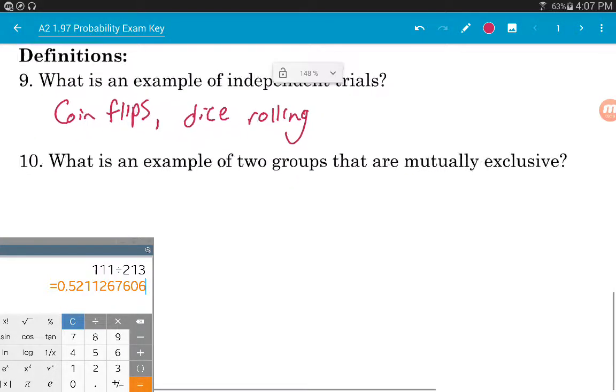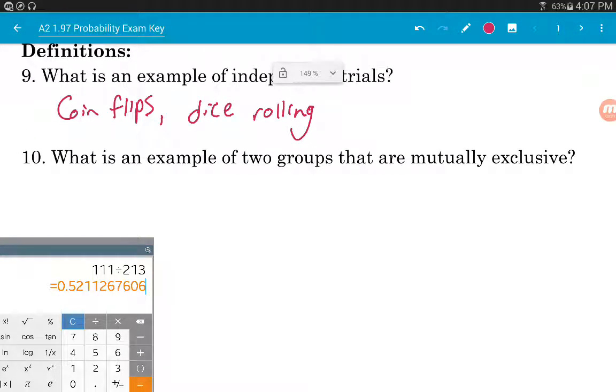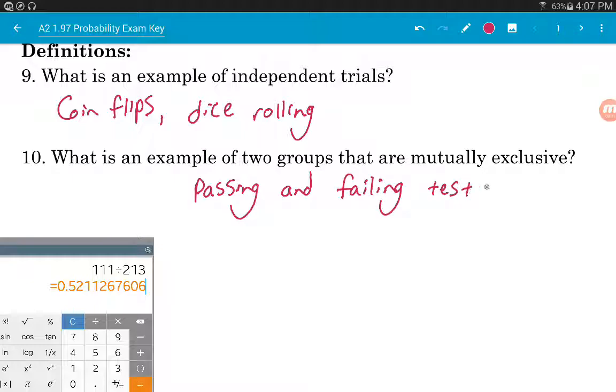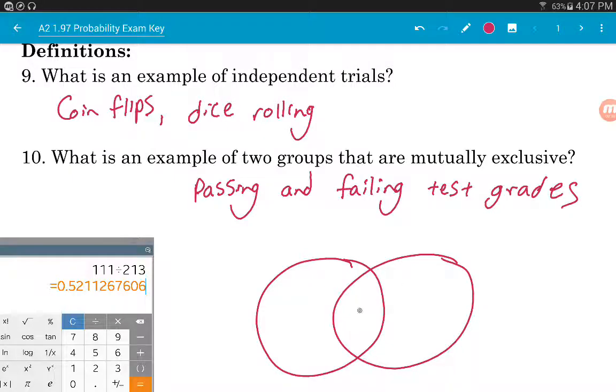What is an example of two groups that are mutually exclusive? Let's say passing and failing test grades. That's a good example. The idea of mutually exclusive is that if you made a Venn diagram, you would have 0 in the middle. There's no way for you to do both at the same time. There's no way for you to take one test and pass and fail at the same time.